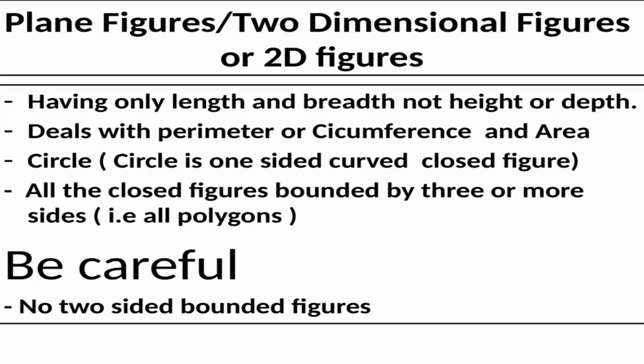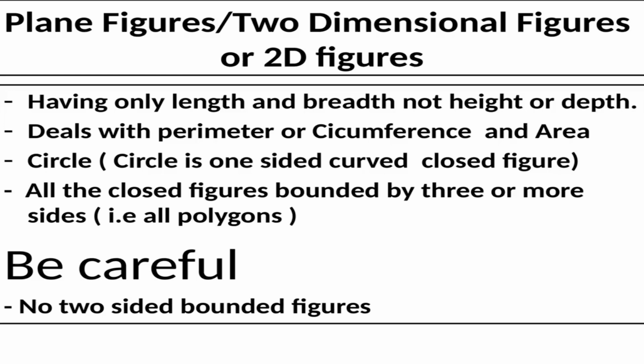That is why no two-sided boundary figure is there in plane figures. So when you see or listen about plane figures, you should remember that plane figures have only length and breadth, but they do not have any depth or height. And in plane figures we find perimeter, area or circumference and area.